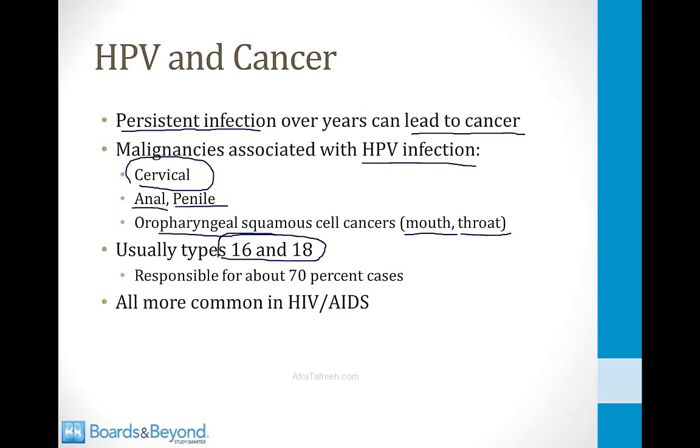These are called high-risk subtypes, and they're responsible for about 70% of malignancies that occur from HPV infection. And all of these malignancies are more common in HIV and AIDS. It's believed that the immunosuppressed state allows the virus to thrive and leads more readily to cancers.